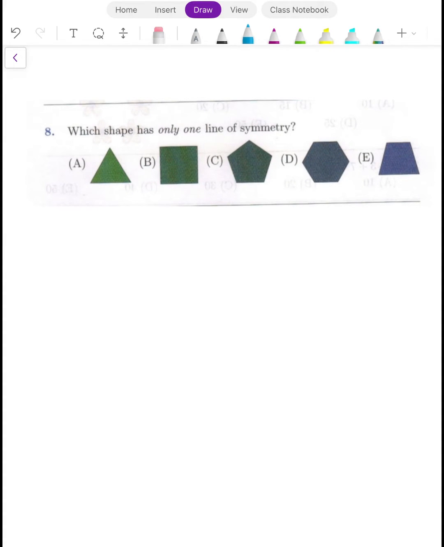Question number 8. Which shape has only one line of symmetry? Now, they all can have lines of symmetry, but we are looking for a shape which has only one line of symmetry. It is important to read the question. Only one line of symmetry. Now, let me draw those lines of symmetry. This has this line of symmetry, and this can also have this, and also this.